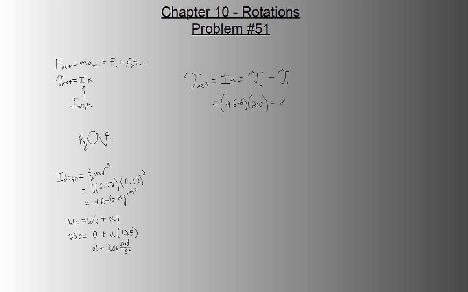Stick that up into here, and that's going to be times force 2, which we don't know. That's actually what we're trying to find. Force 2 times radius 2. Let me just expand this with the variables so you know where everything's coming from. So this is force 2 radius 2 minus force 1 radius 1.